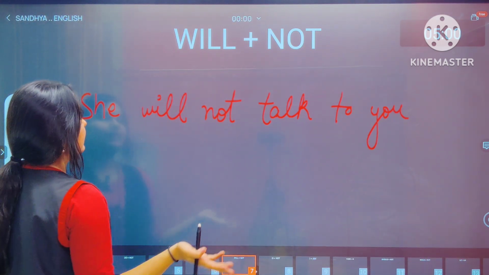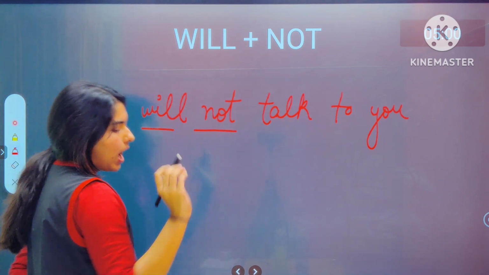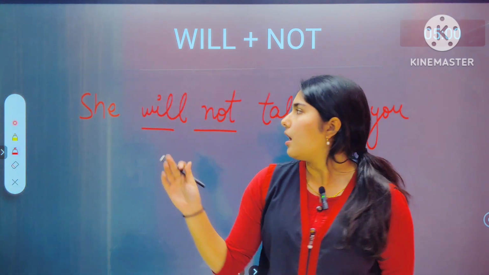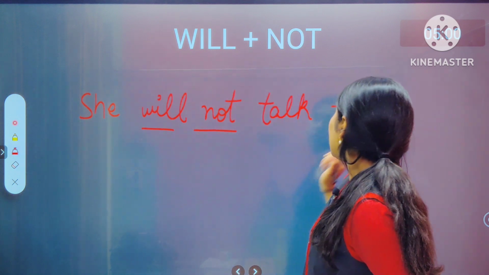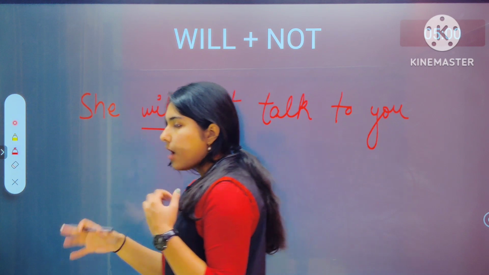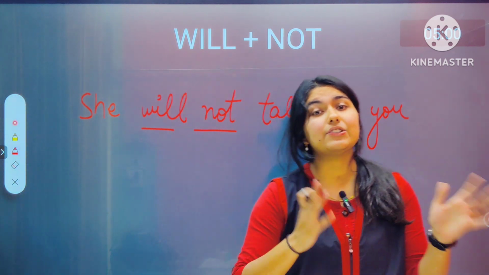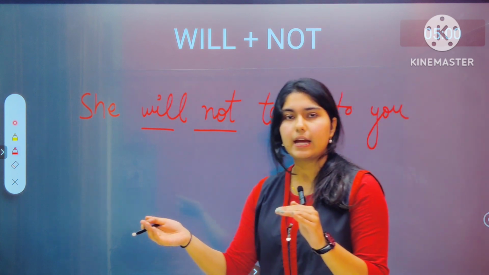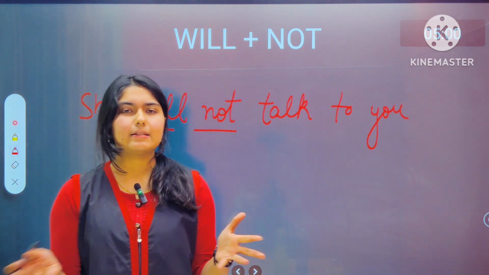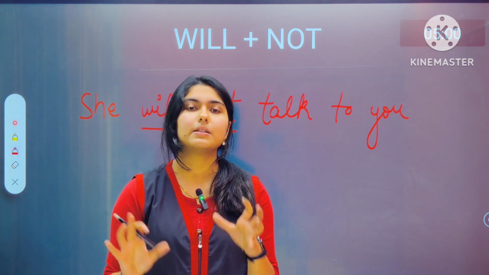So here we have a sentence using both these words, which is will plus not. So how to make a contraction of it? You are saying she will not talk to you. She will not talk to you. So how to apply this trick to your sentences? You don't have to spell each and every word singularly, right? You have to just, what we say is we have to eat up the sounds of words. You have to just eat up the sounds.